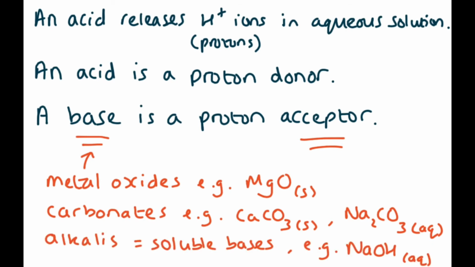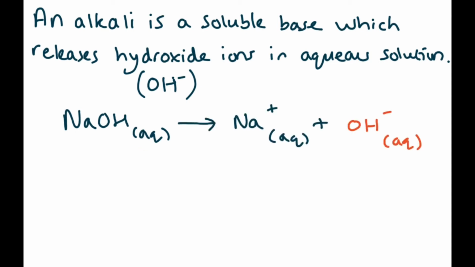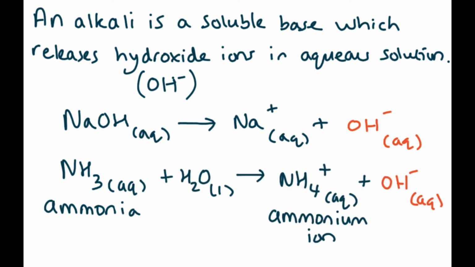And also you've got alkalis. So an alkali is a type of base, a soluble base, for example, sodium hydroxide. So an alkali is a soluble base which releases hydroxide ions in aqueous solution. So for example, sodium hydroxide in water will release hydroxide ions. Another example is ammonia. So ammonia with water will release hydroxide ions.